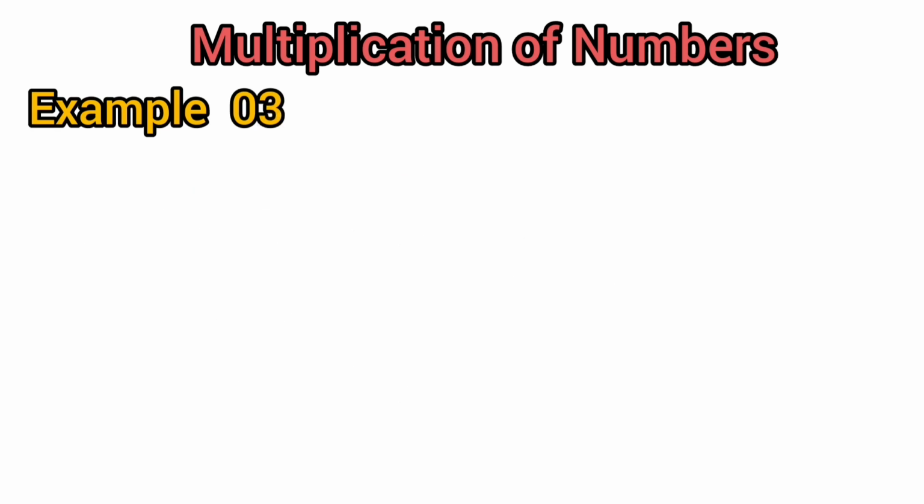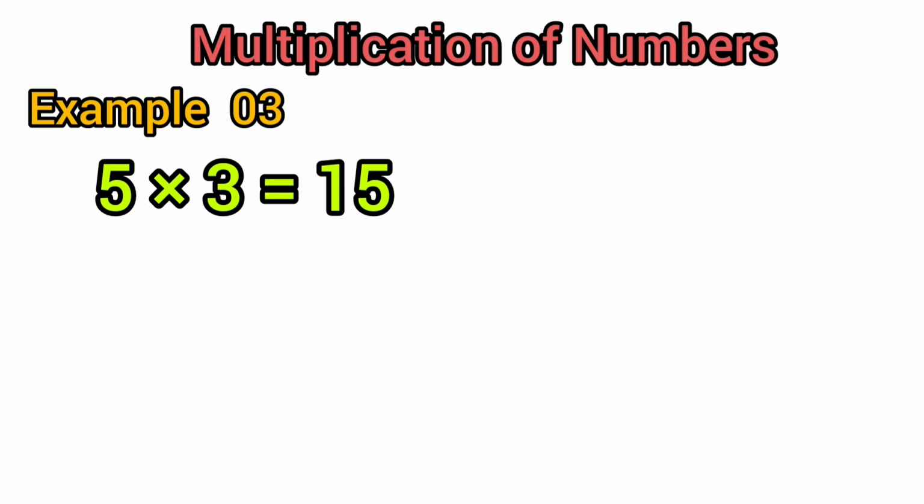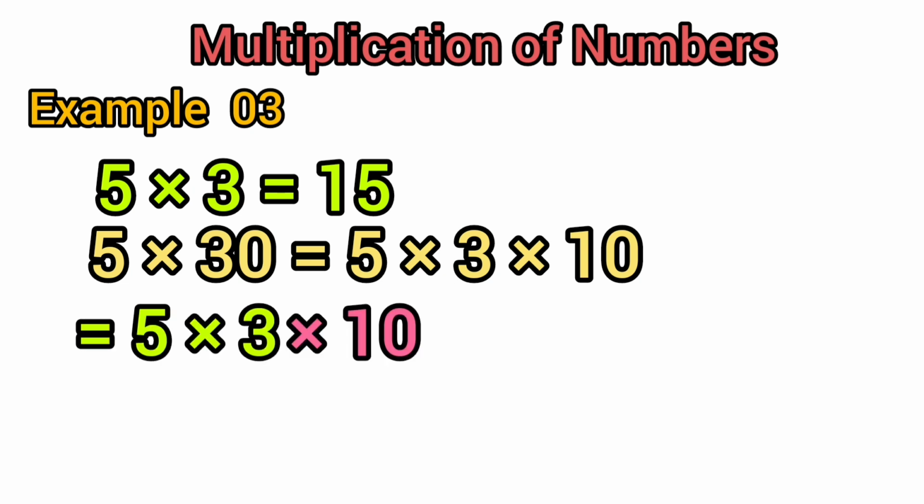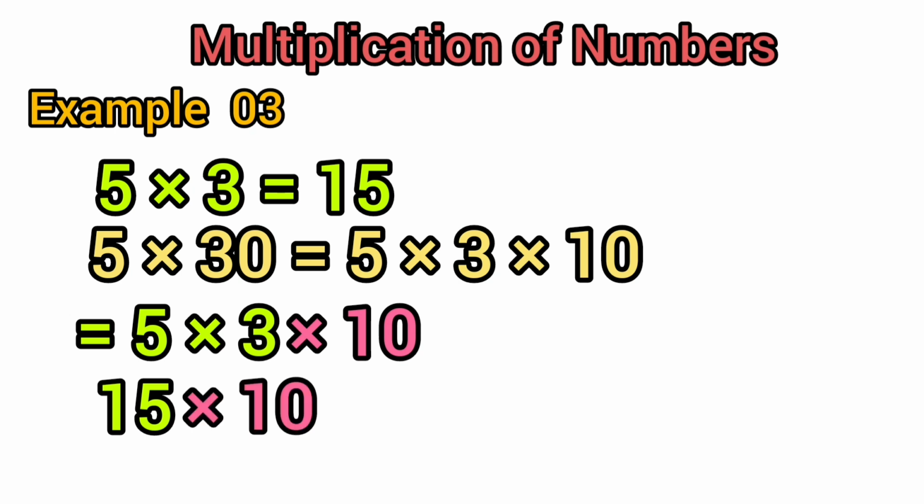5 times 3 is 15. We know that from the multiplication table. What about 5 times 30? 30 means 3 times 10. So this can be written as 5 times 3 times 10. We know 5 times 3 is 15. 15 times 10 is 150.